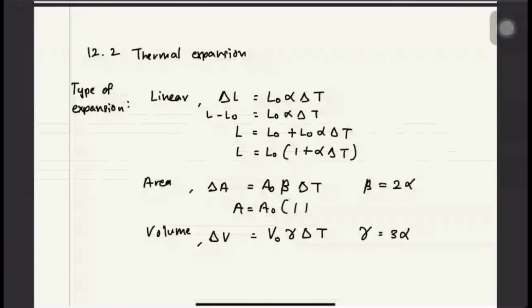So benda yang sama saya boleh buat kat bawah ni, and then V ni pun boleh berubah jugalah. V equals to V naught 1 plus V. Sorry. Okay, saya dah confused.